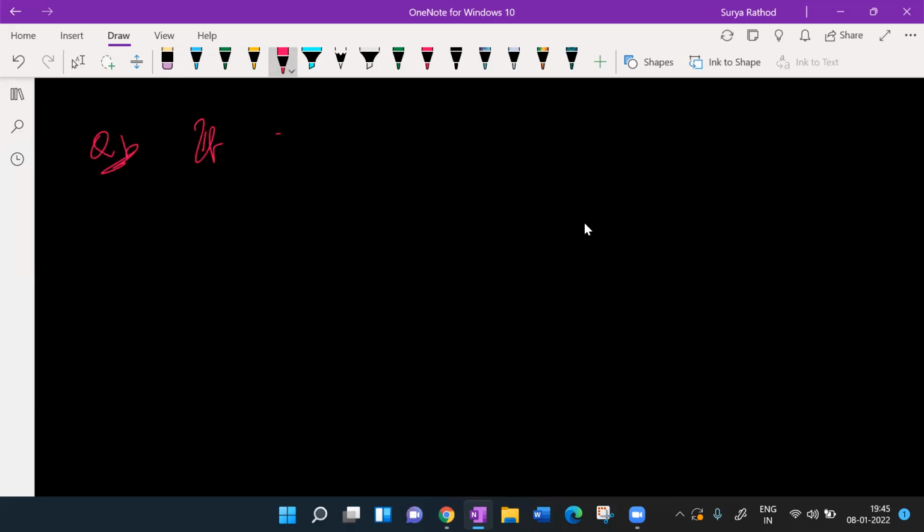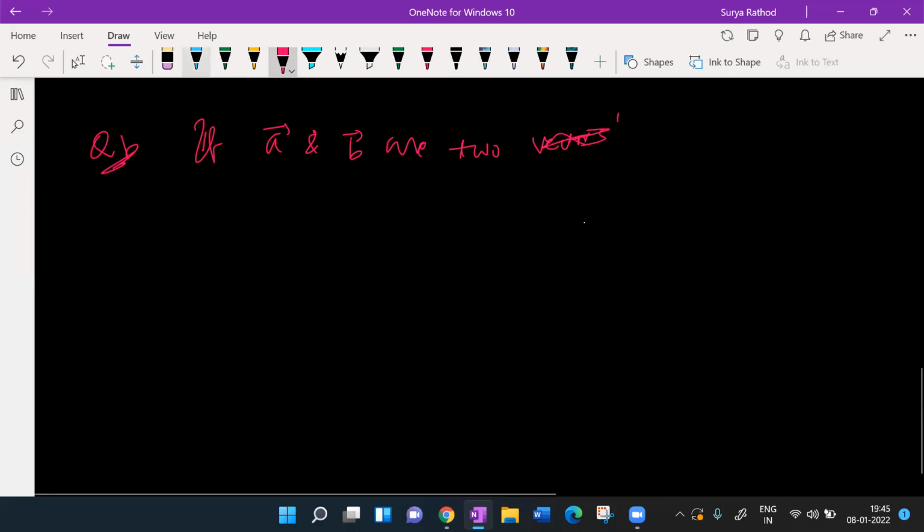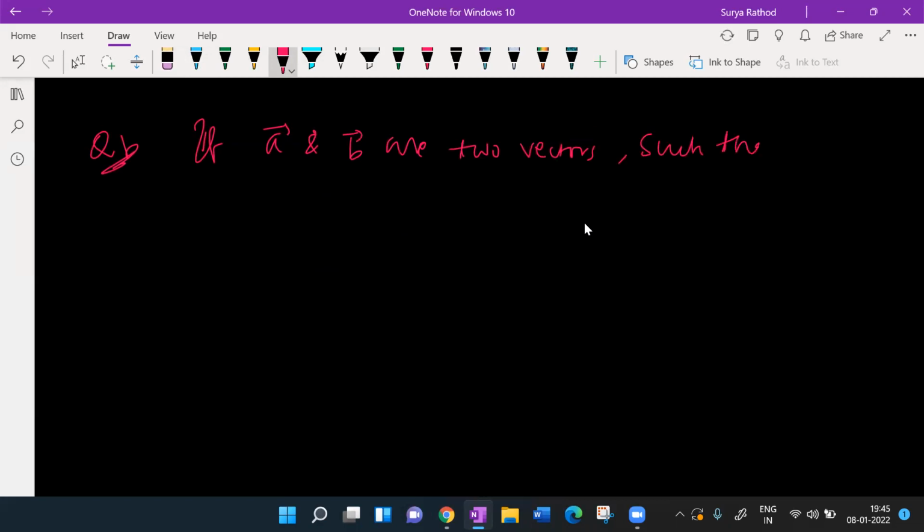Look at it here. If vector A and vector B are two vectors such that A dot B is equal to A cross B, then find the angle between them. Guys, I'll be taking 10 to 15 minutes extra today. Please be patient.